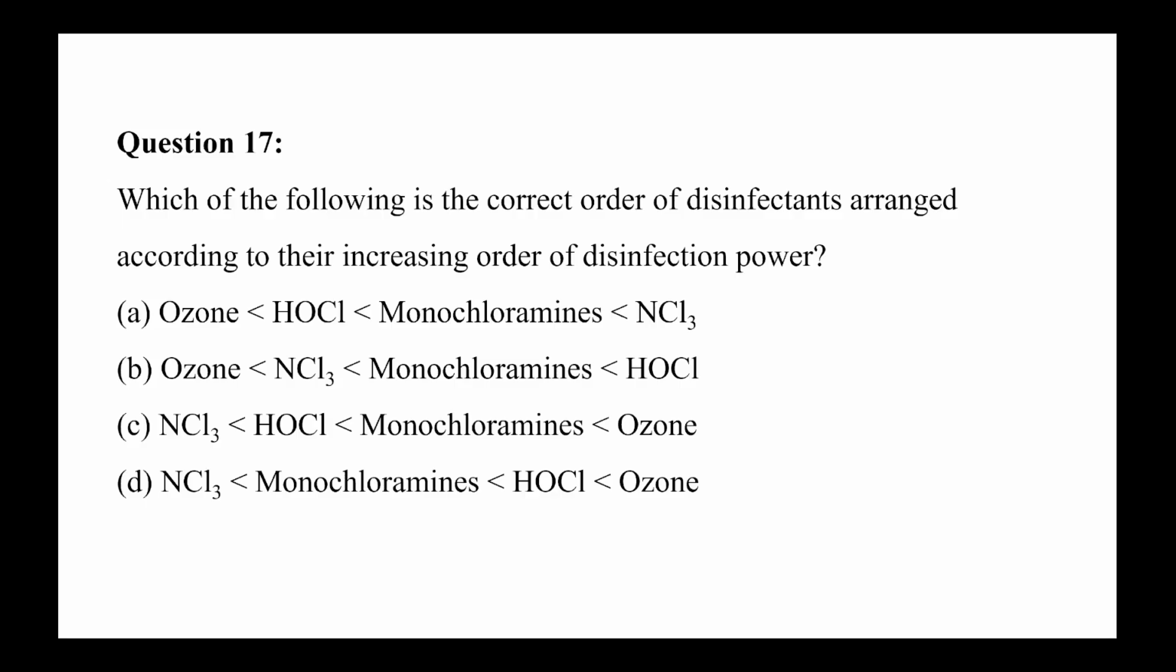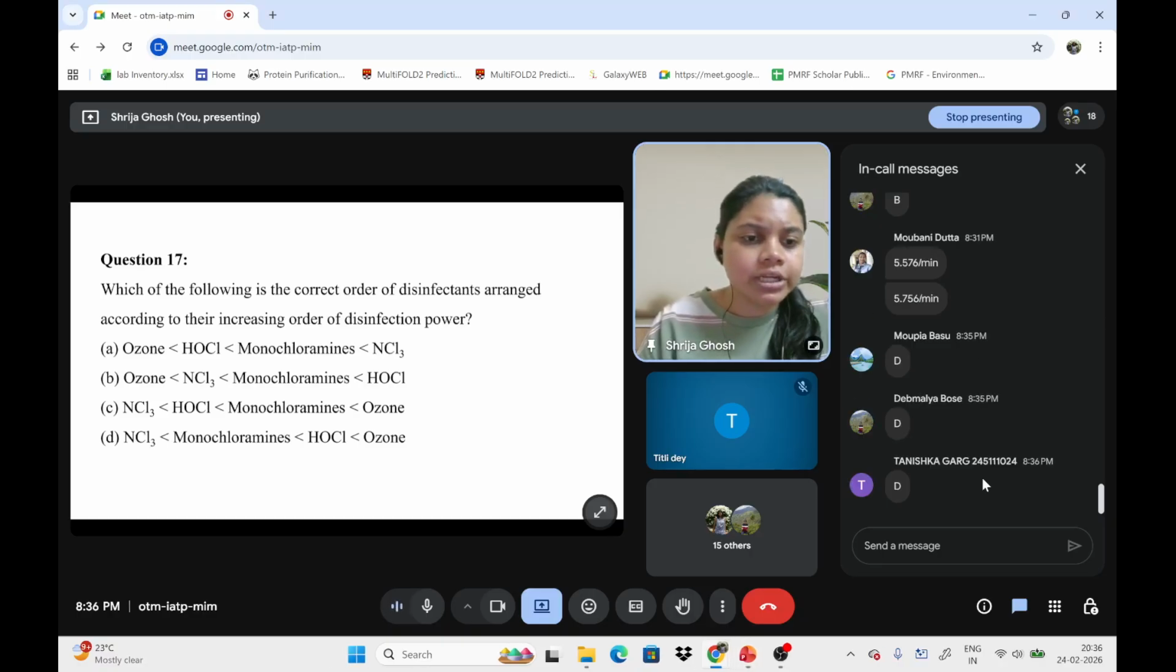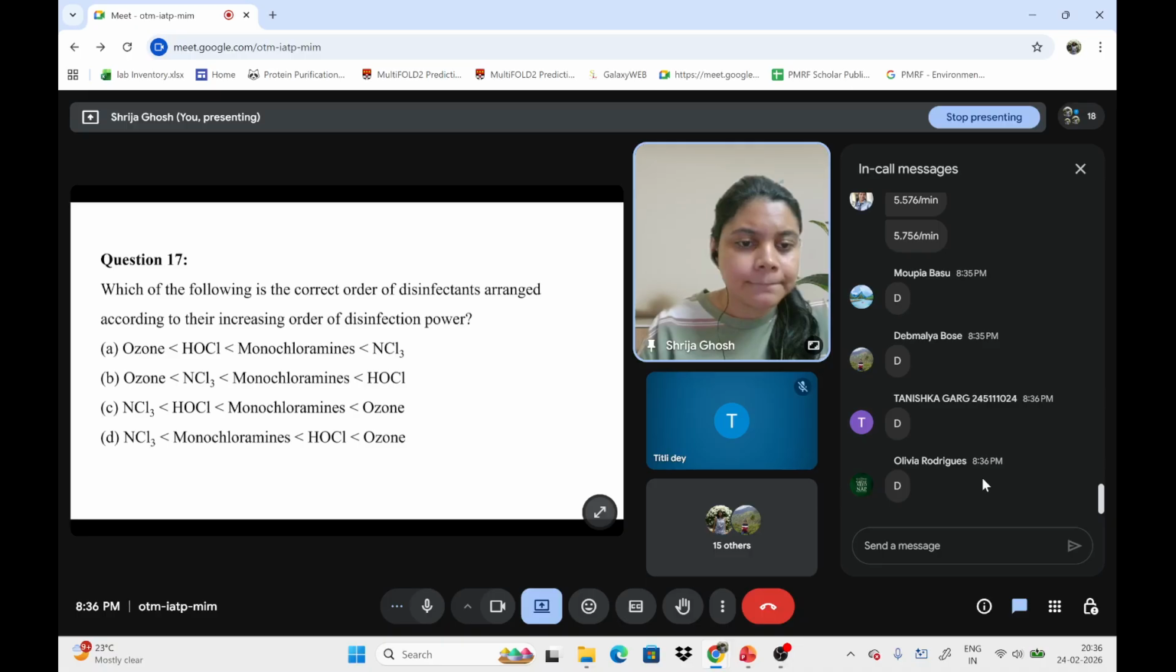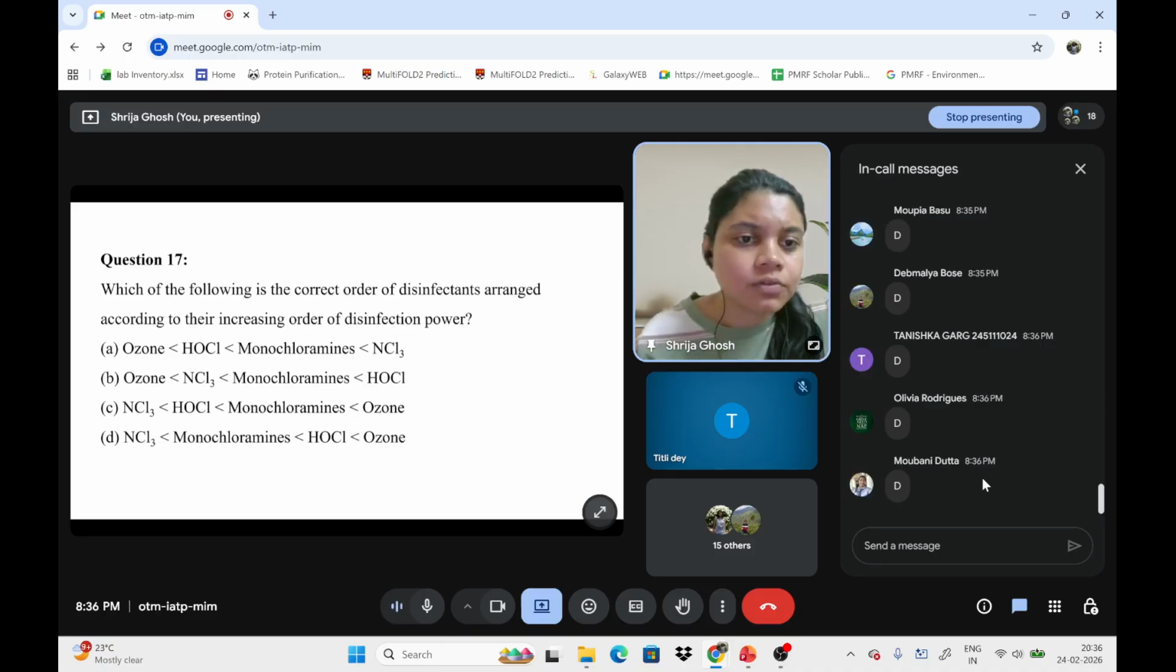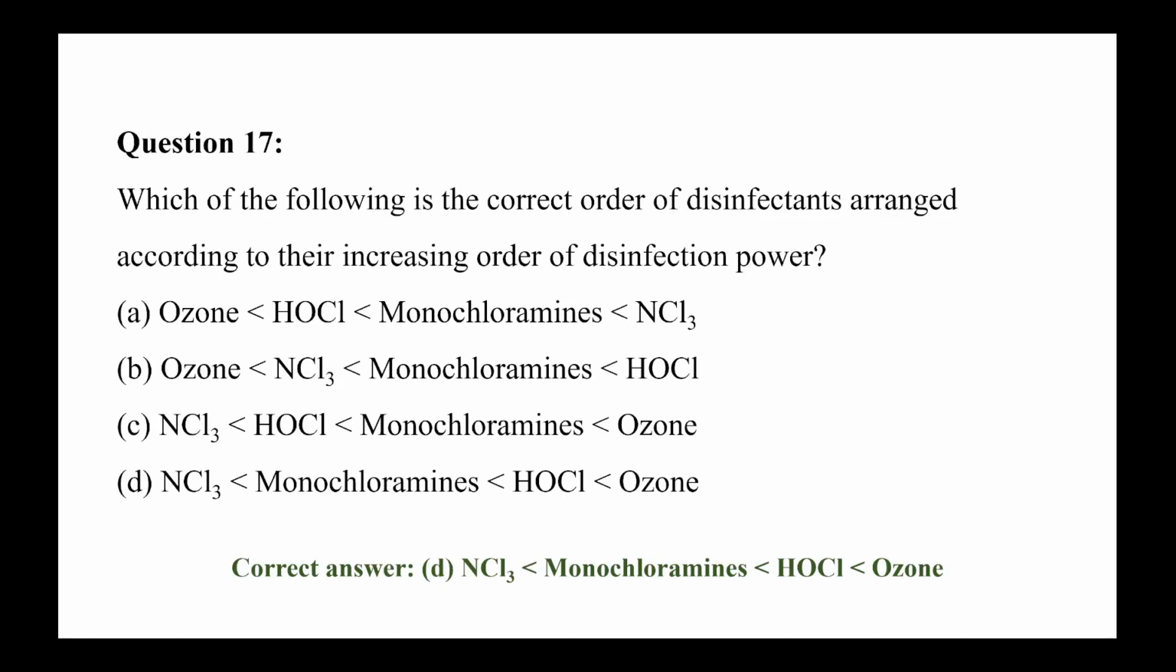What is the correct answer here? Write your answers in the chat box quickly. Okay, I see a lot of answers in the chat box. All of them are option D, NCl3, monochloramines, HOCl, and ozone. That is the correct answer. So NCl3, then monochloramines, then HOCl, then ozone.